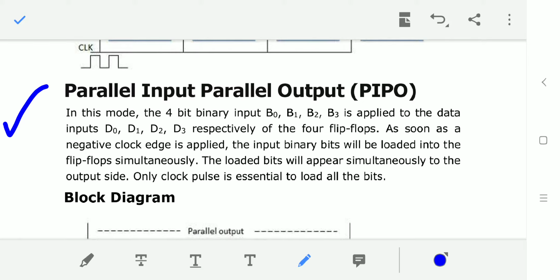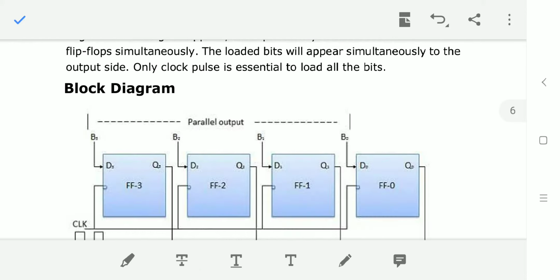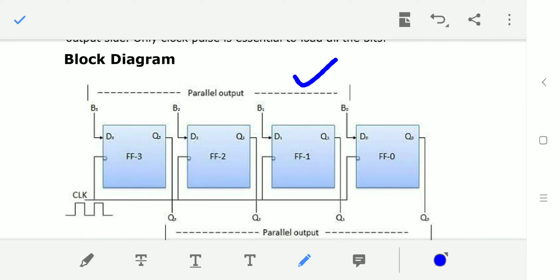Next is parallel input, parallel output, PIPO. In this mode, the 4-bit binary input B0, B1, B2, B3 is applied to the data inputs D0, D1, D2, D3 respectively for the 4 flip-flops. As soon as the negative clock edge is applied, the input binary bits will be loaded into the flip-flops simultaneously. The loaded bits will appear simultaneously at the output side. Only a clock pulse is essential to load all the bits. This is parallel output.